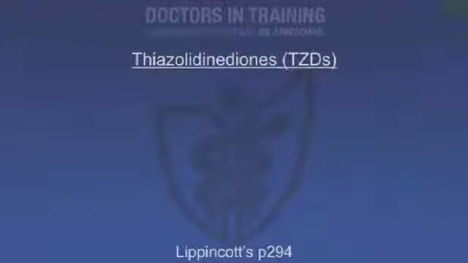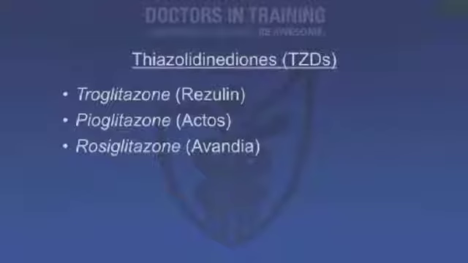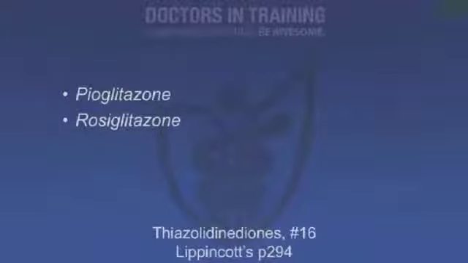Moving on then to another insulin sensitizer, the thiazolidinediones, or TZDs. Sometimes these are called the glitazones because all the drug names end with that suffix, glitazone. The drugs we're talking about: there's troglitazone, which was the first one in the class, was a very popular drug. Unfortunately, it was taken off the market because of liver toxicity. The two that are still on the market are pioglitazone and rosiglitazone.